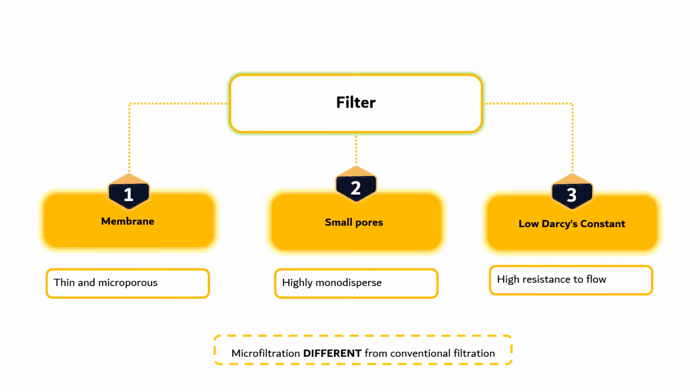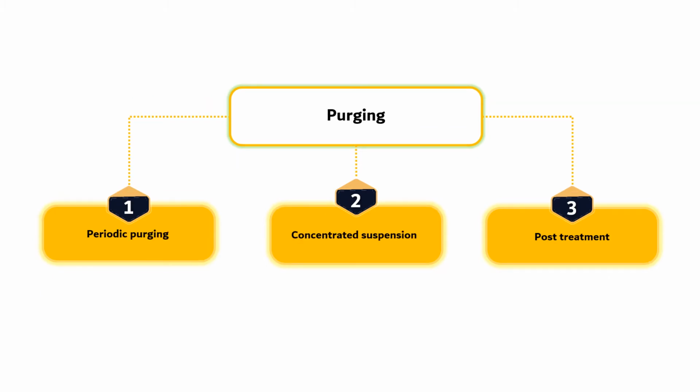Such a conventional medium has a high Darcy's law permeability, which indicates a low resistance to flow. Periodic purging is very important in the microfiltration process. Initially, the feed in microfiltration is a highly dilute suspension. As liquid is removed, the suspension becomes concentrated.